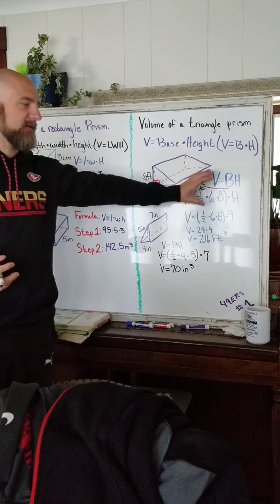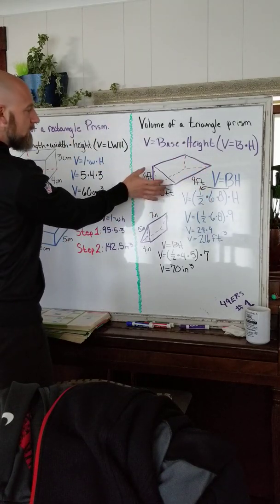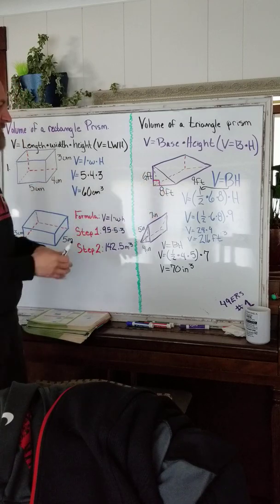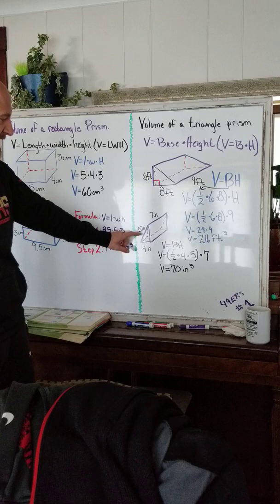You have to take that and change it into a half, and you multiply the end piece, the base of this. So 6 and 8, and if you look down, the base of this one would be 5 and 4.